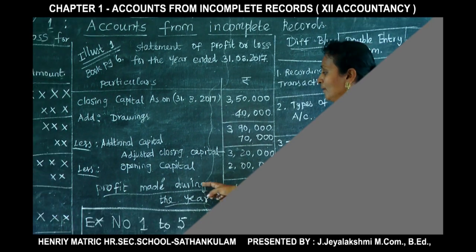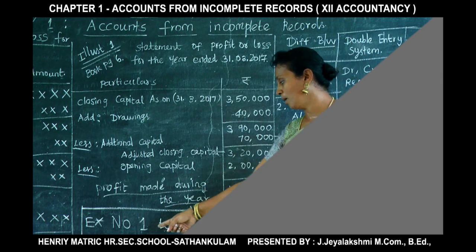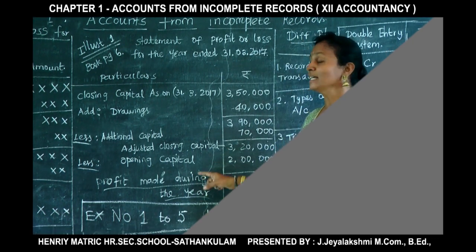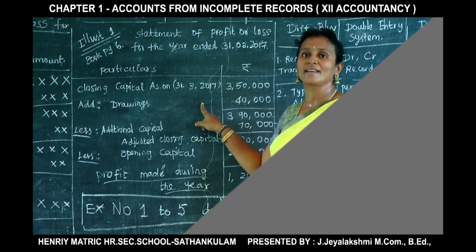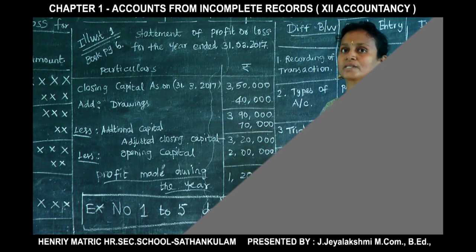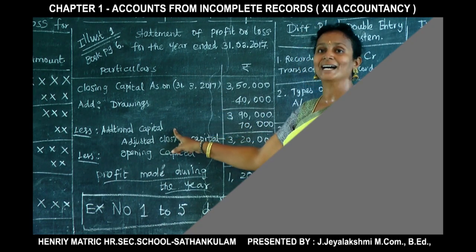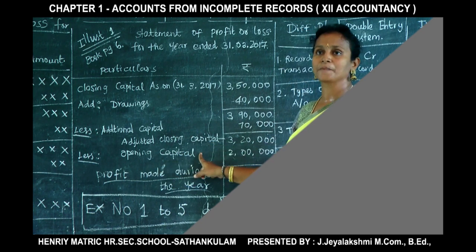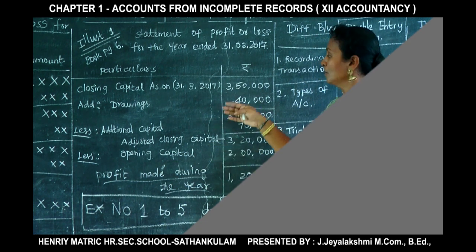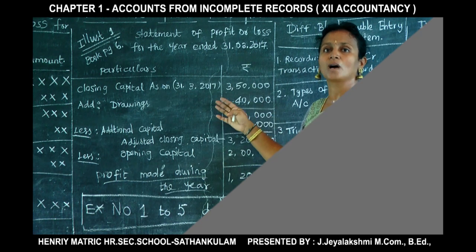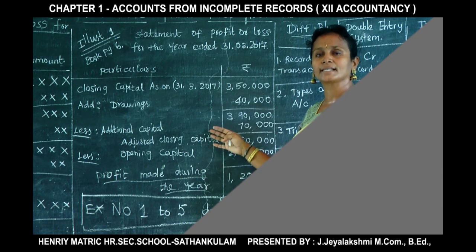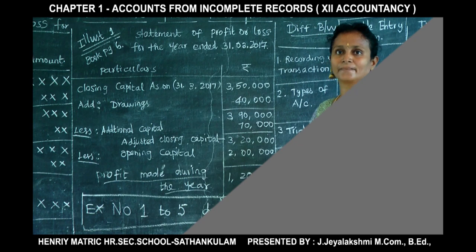By this aspect, we have the sum exercise 1 to 5. The same model may be asked. Suppose they ask to calculate drawings, then we follow the same procedure. Then they may ask to find the actual capital, opening capital or closing capital. So the same format and concept can be used for exercise sums 1 to 5.